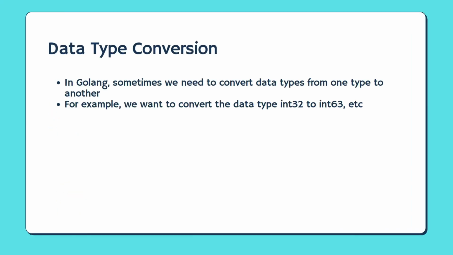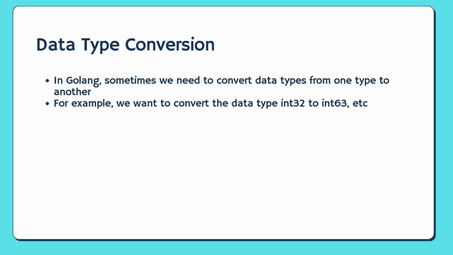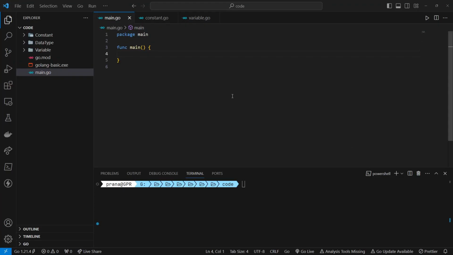Type conversion. Data type conversion. In Golang, sometimes we need to convert data types from one type to another. For example, we want to convert the data type int32 to int64, etc. Now, let's try performing data conversion.